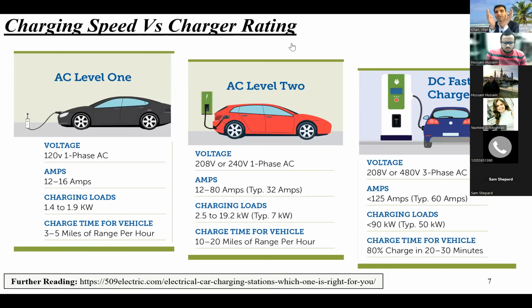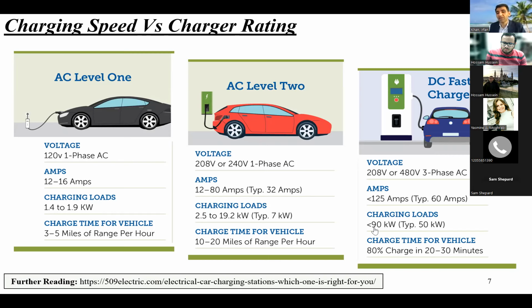As the charger rating increases, charging speed also increases. So this is AC level 1, which is the onboard charger. We connect it with the AC supply. They used to take 3 to 5 miles of range per hour. They were very slow. With 1 hour of charging, only 3 to 5 miles of range. And then we have AC level 2, with which 1 hour of charging gives only 10 to 20 miles of range. But with the recent DC fast chargers, in 20 to 30 minutes we can have 80% of charge, which is more than 90.